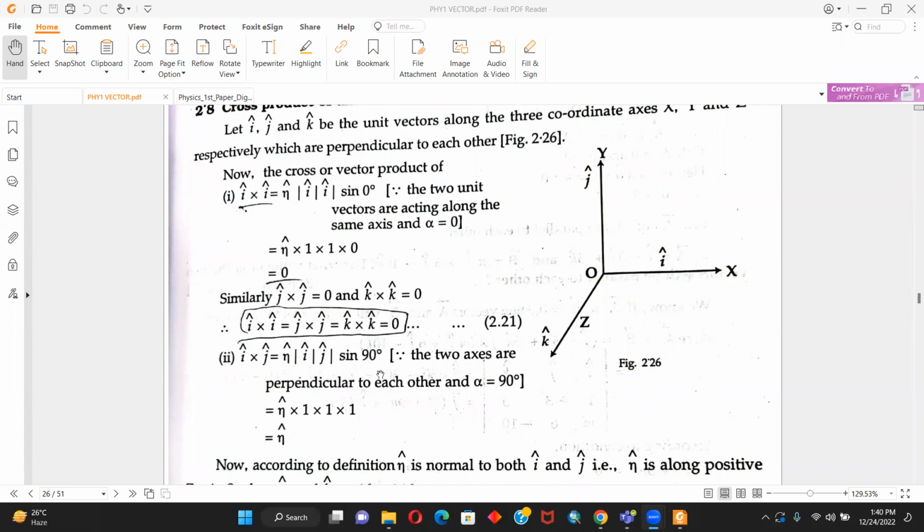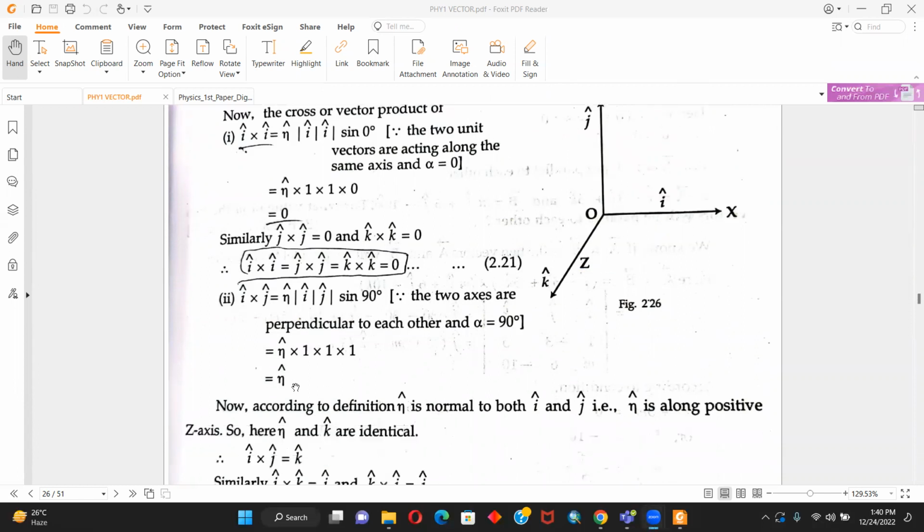All right, now i cap cross j cap equals, they have taken the direction, and as you can see, sine 90 degrees there. Because the angle between i and j is 90 degrees. This is also 90 degrees, and this is also 90 degrees. All of them are 90 degrees. So eventually we get a unit vector. According to the definition of the vector product, it is normal to both i cap and j cap. So positive z axis. Okay, why positive z axis? You will understand this.